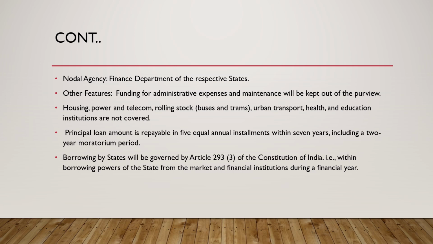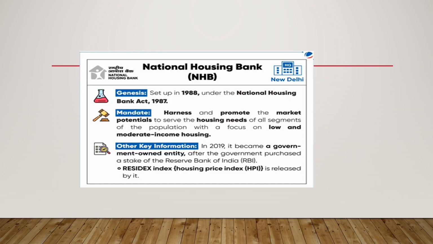Then we have principal loan amount is repaid in 5 equal annual installments within 7 years, including a 2 year moratorium period. Then we have borrowing by states will be governed by Article 293 of the Constitution of India, that is within borrowing power of the state from the market and financial institutions during a financial year.